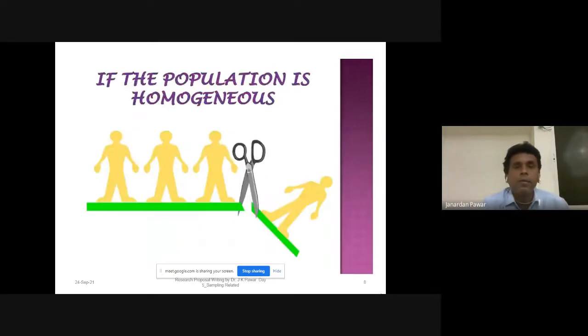Then, okay, there are two types of populations. Sorry, there are two types of sample populations.